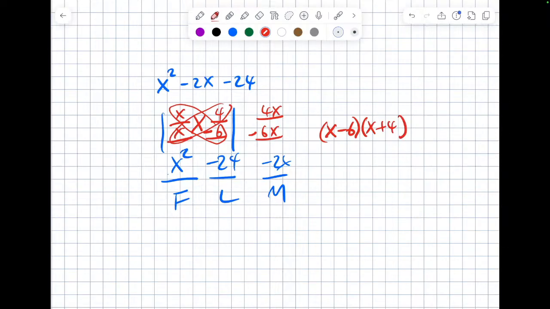Yes. Why did you use 4 and 6 and not like 2 and 12? Okay, let's just assume I use 2 and 12. Let's say 2 and 12 here. Is that going to give you negative 2x in any way? 2x and 12x is going to give you 14x. So you want to make sure that they add up to negative 2x.